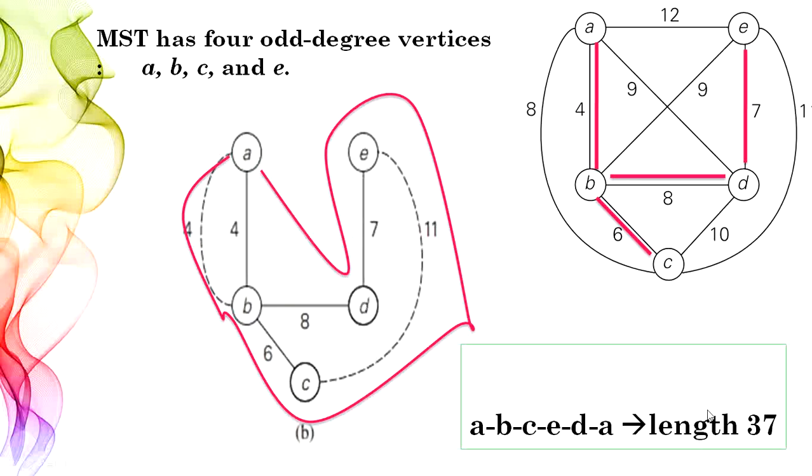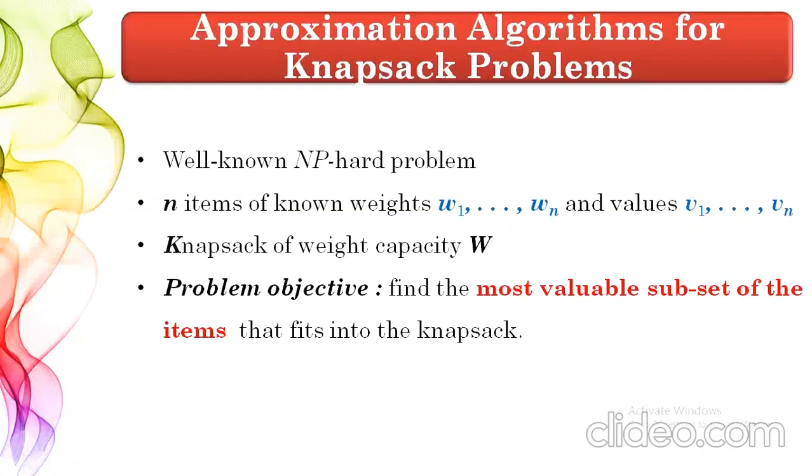And one more thing is, Christofides algorithm will give a reasonable tour path compared to the twice around the tree algorithm. In the next few slides I will explain the need for approximation algorithms for knapsack problems.